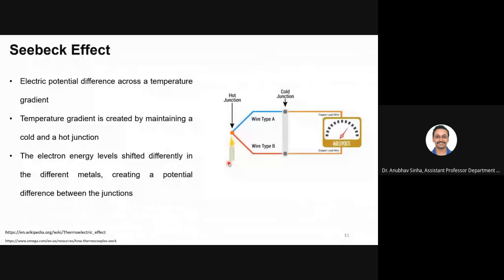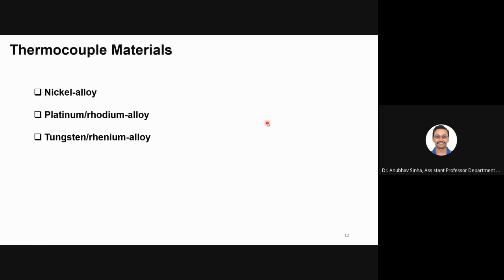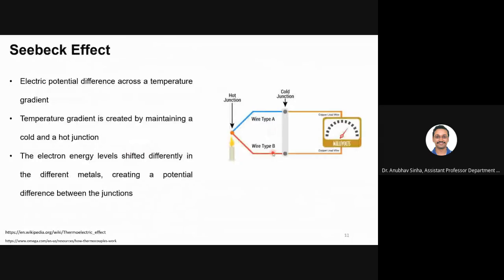Okay, let us look at some examples. As I said, these wires are of different types. Basically, they are made of different metals. These are the general common types of alloys which we use. A thermocouple will be based on nickel alloy, platinum rhodium alloy, or tungsten rhenium alloy. These metals have different electrical properties, and then we join them as metal A and metal B. They work as a thermocouple.